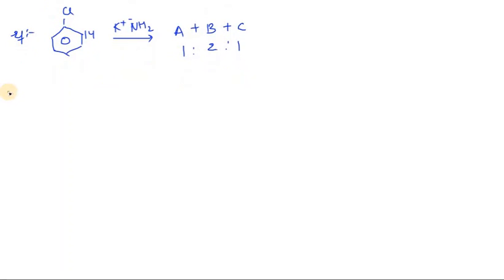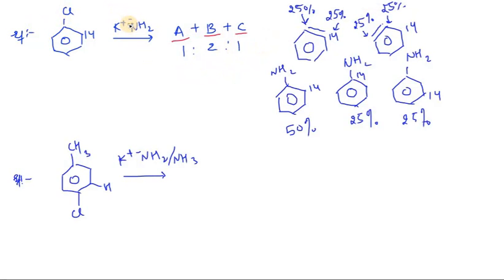Now let's take this example. First of all, I'll encourage you to pause the video and answer on your own. What could be the structures of A, B and C if we get a product where A, B and C are in the ratio 1:2:1, where B is 50% and A and C are 25%? Just pause the video, think on your own, look at the reaction, and try to figure out the answer.